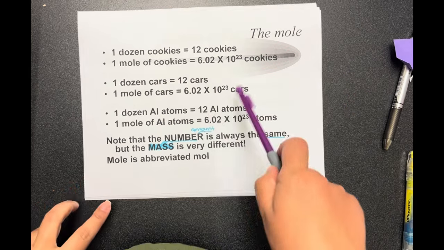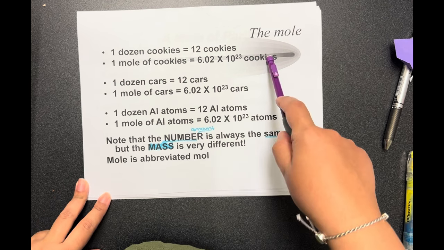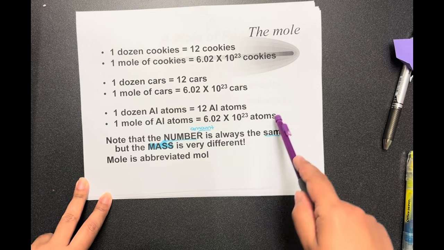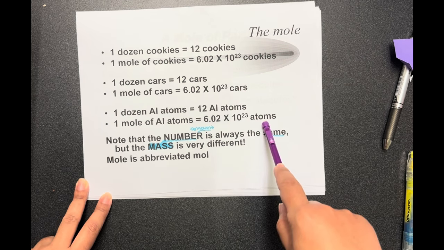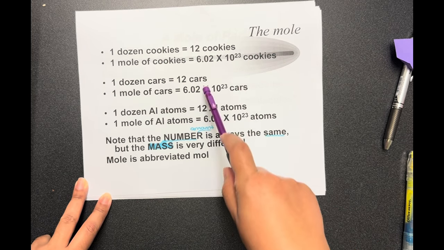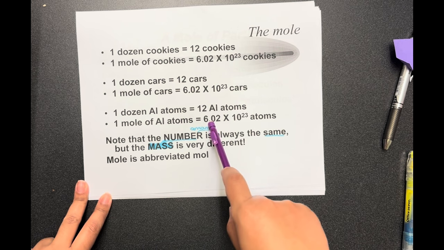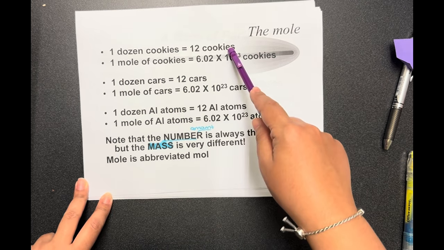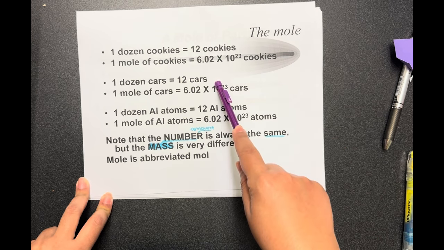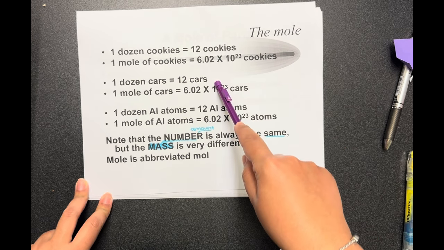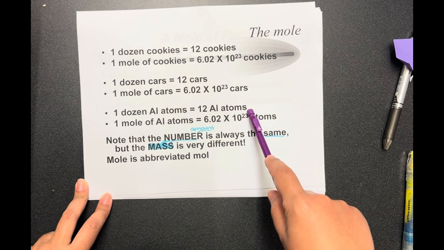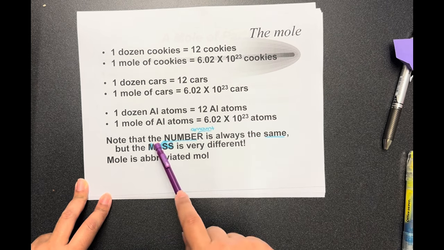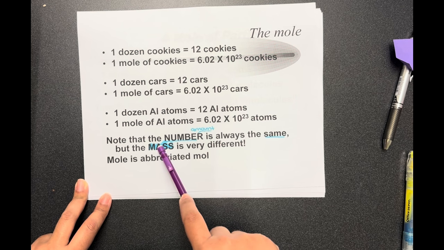But if I have 1 mole of aluminum atoms, that means I'm going to have 6.02 times 10 to the 23 atoms. Notice how the amount of cookies in 1 mole, the amount of cars in 1 mole, and the amount of aluminum atoms in 1 mole are the same. So we have the same amount, but the mass is not the same. 12 cookies does not weigh the same as 12 cars. 12 cars does not weigh the same as 12 aluminum atoms. So just because we have the same amount doesn't mean that the mass is going to be the same.